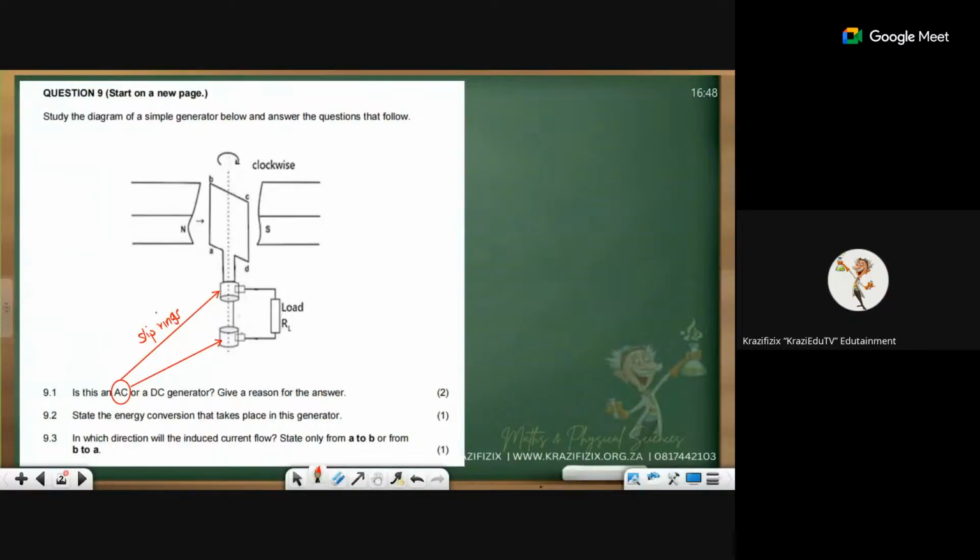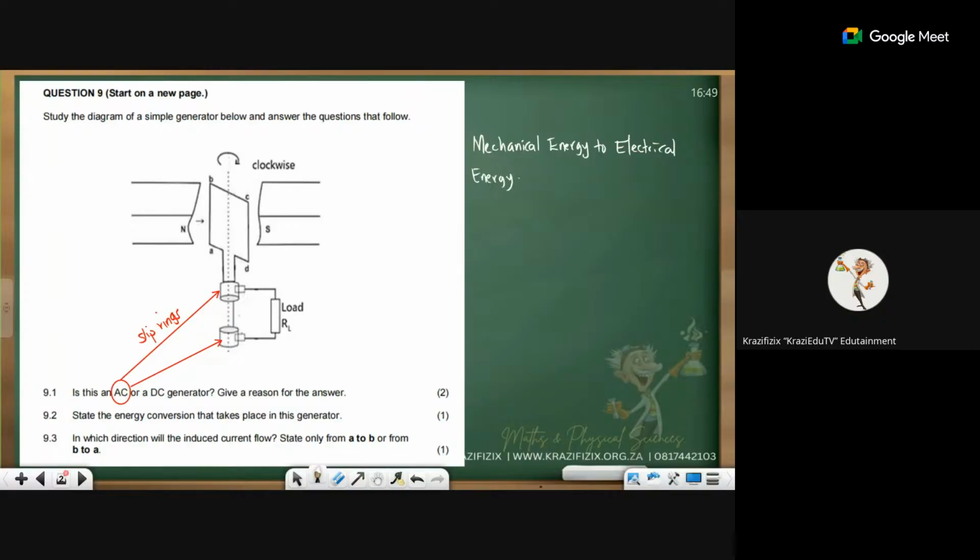Done. What is the energy conversion here? Somebody quickly answer that. What is the energy conversion? These are basic, your 1-2 marks that you need to get quickly. Beautiful. Thank you. Mechanical energy to electrical energy. Please make sure you put the word energy there. Electrical energy.